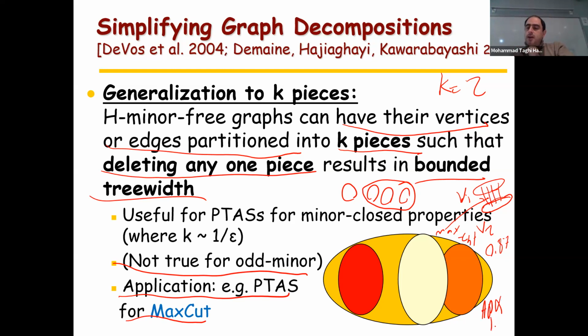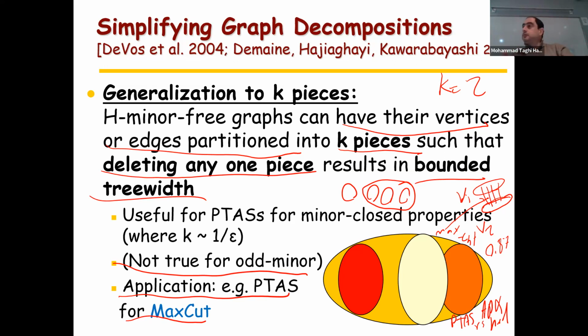What's the meaning of APX hard? APX hard means that there is no 1 plus epsilon approximation, there is no PTAS. We know that you cannot get 1 plus epsilon for arbitrarily small epsilon, versus PTAS, where we can get 1 plus epsilon for arbitrarily small epsilon. So this problem is in general APX hard. But on H minor free graphs, you can actually get a PTAS.